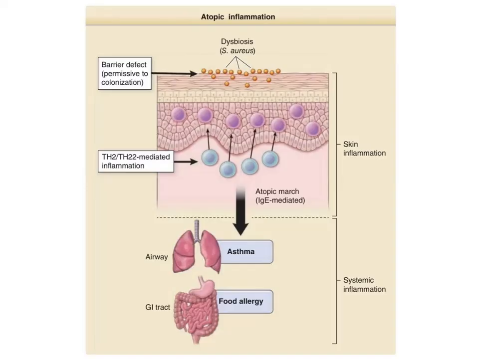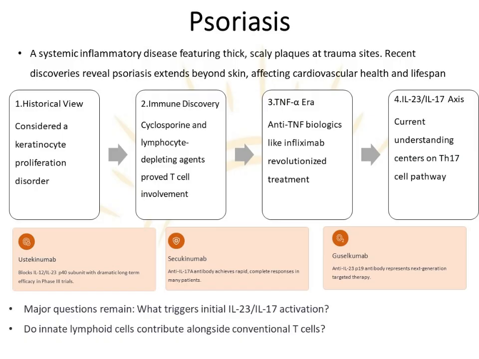Atopic dermatitis also involves abnormal immune responses, particularly type 2 immunity with increased IgE, IL-4, and IL-13. In addition, changes in the skin microbiome, especially overgrowth of Staphylococcus aureus, worsen inflammation. New biologic therapies such as dupilumab, which blocks IL-4 and IL-13 signaling, and JAK inhibitors have greatly improved treatment outcomes for many patients.